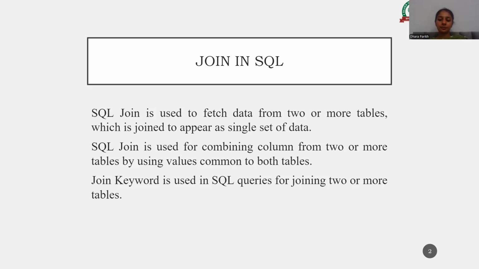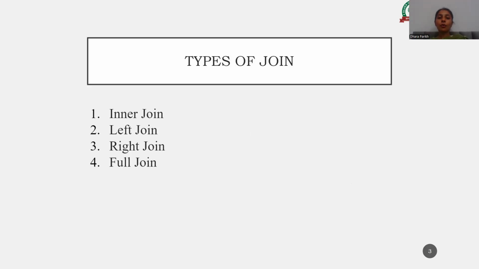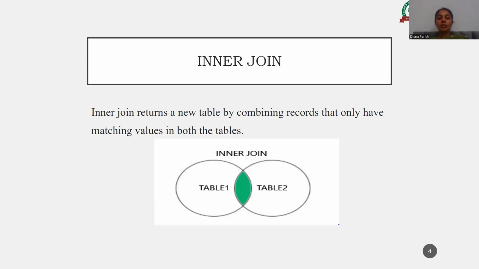So there are four types of join: inner join, left join, right join, and full join. The first one is the inner join. The inner join returns a new table by combining records that only have matching values in both tables. In this figure, we have two tables, and the matching or common values from both are what we get into our output.